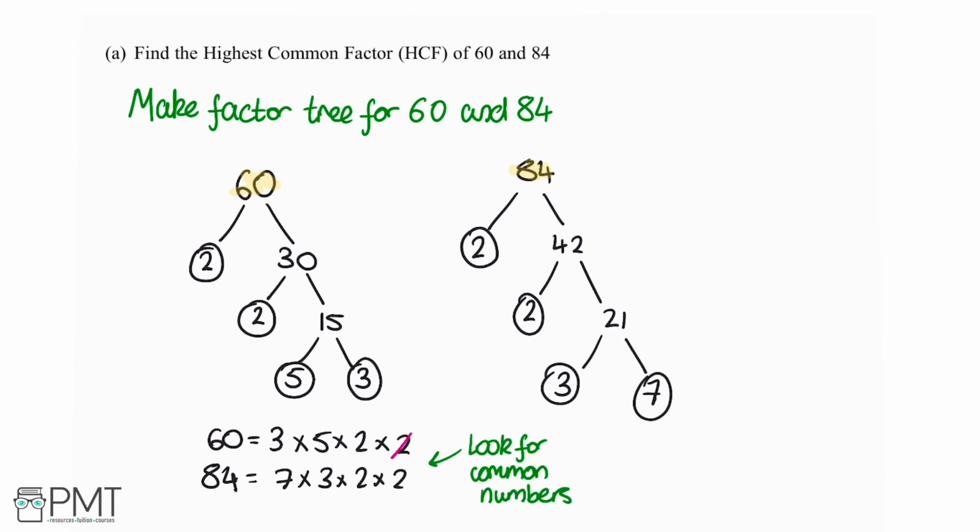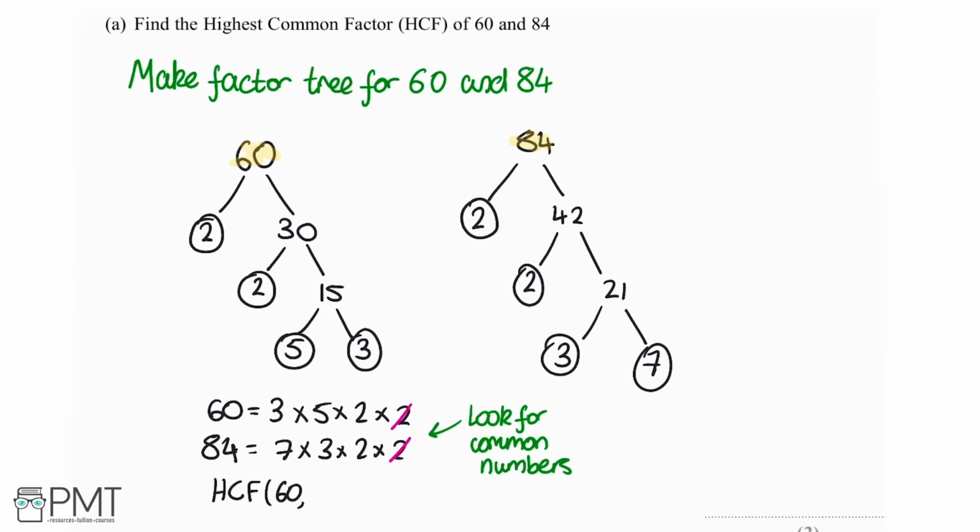So you see we've got a 2 here, and if I've found it in 60, I need to look, is it in 84? Yeah, so I'll cross that off. So for our highest common factor of 60 and 84, we're going to have a 2 in there. Now we see, oh, we've got another 2 here that's common to both of them. So we're going to multiply by 2 again.